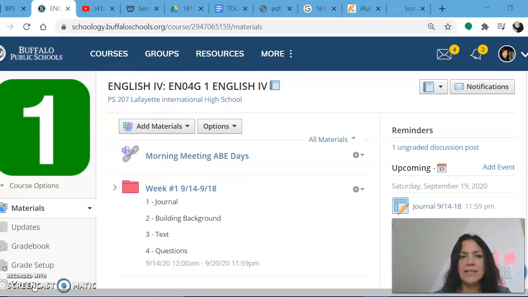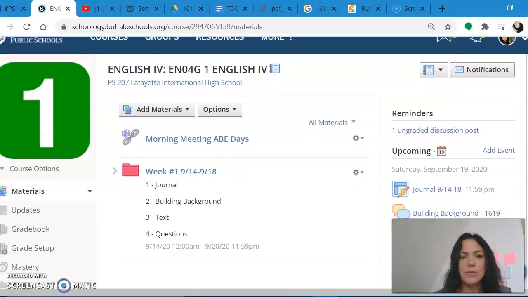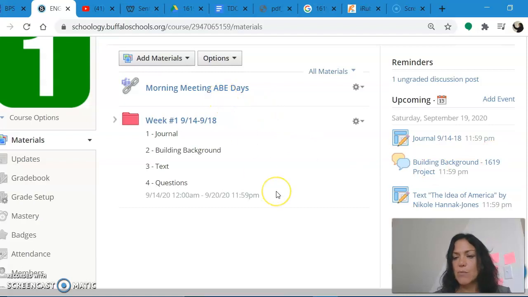So if you click on your class in Schoology, as you see here, this is English 4, period 1, inside each week you will find the link to our morning meetings. Periods 1 and 4, you will be meeting A, B, and E days in the morning, and periods 5 and 9, you will be meeting on C, D, and F days in the afternoon. And you will find the link there in Schoology.